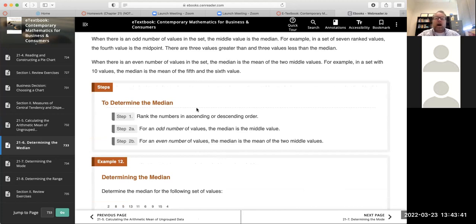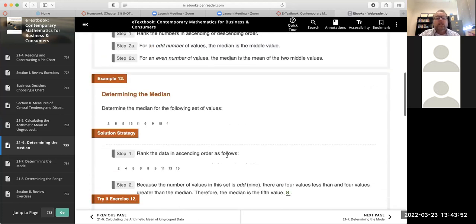So for odd number values, the median is the middle value. And for even numbers, you have to take the two middle values, add them together, and then divide. So for instance, here's a string of numbers: 2, 8, 5, 13, 11, 6, 19, 15, and 9.